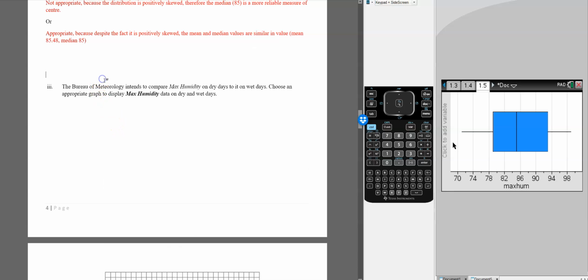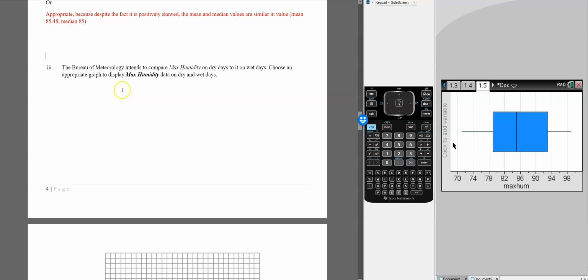The Bureau of Meteorology intends to compare max humidity on dry days to its wet days. Choose an appropriate graph to display max humidity data on dry and wet days. So we've got dry and wet days. So we've got two categorical variables, and we're trying to compare max humidity. So these two are categorical, and max humidity is numerical. So which graph should we use?